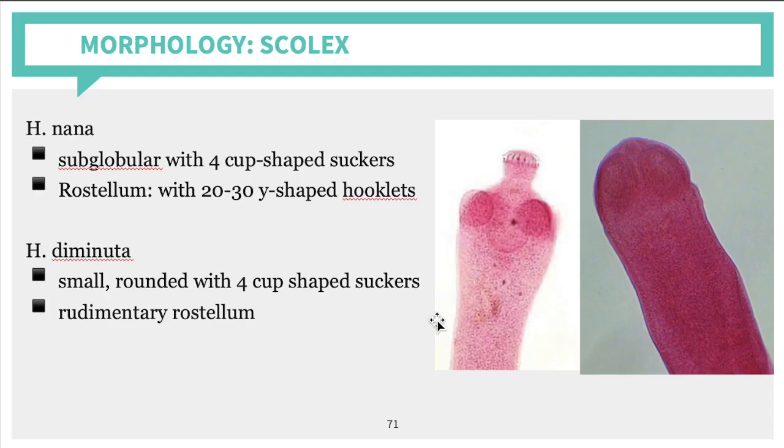Okay? So, how can we compare now the scolex of your nana from your diminuta? Now, this is the scolex of your nana. As you can see here, it has a very prominent rostellum plus the presence of 20 to 30 Y-shaped hooklets. In comparison to H. diminuta, you can only appreciate the rudimentary rostellum. But of course, both will have four cup-shaped suckers. 1, 2, 3, and 4 at the back. But here, you can clearly appreciate the H. nana rostellum.